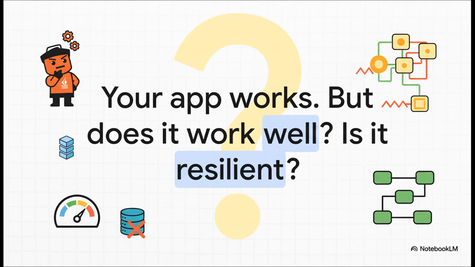So we've done it. We've achieved functional correctness. We know our application works. But this just leads to the next level of questions, doesn't it? Does it work well? How does it perform under load? And what happens when one of its dependencies gets slow or just fails completely? Is it resilient? Well, that's a whole other story for another day.